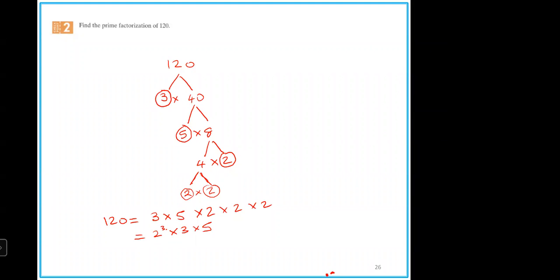Okay, you could always check your answer. 3 times 5 is 15. 2 times 15 is 30. 2 times 30 is 60. 2 times 60 is 120. Okay. Now you don't have to start with 3 times 4. Anybody else start with a different combination?